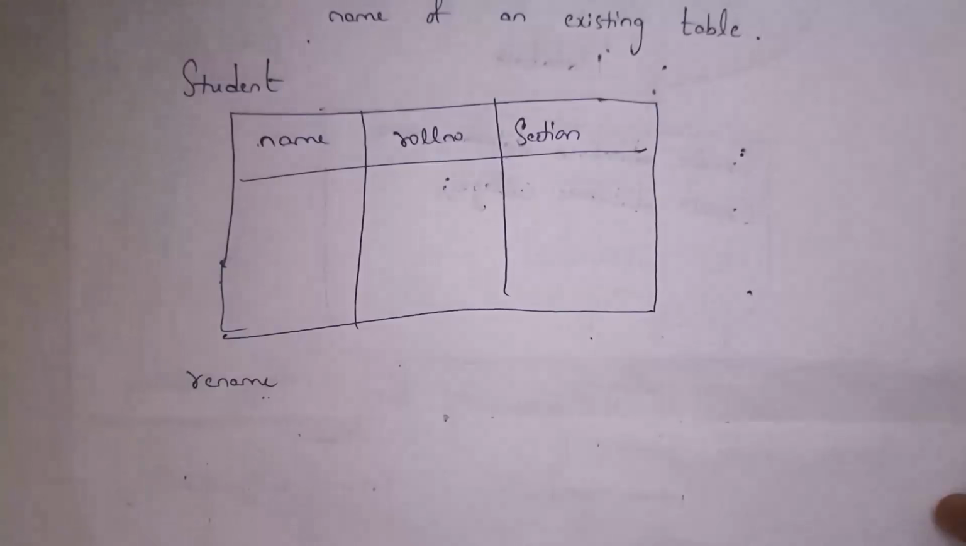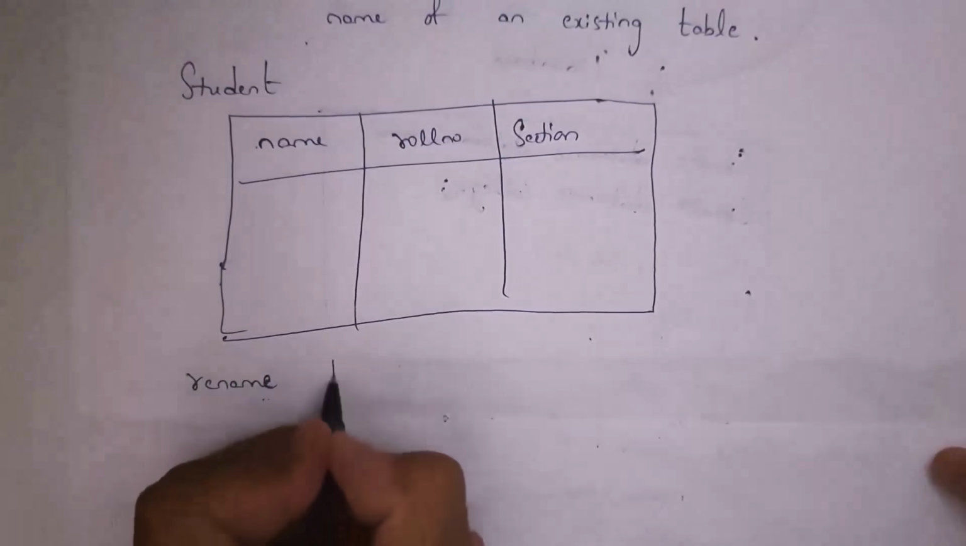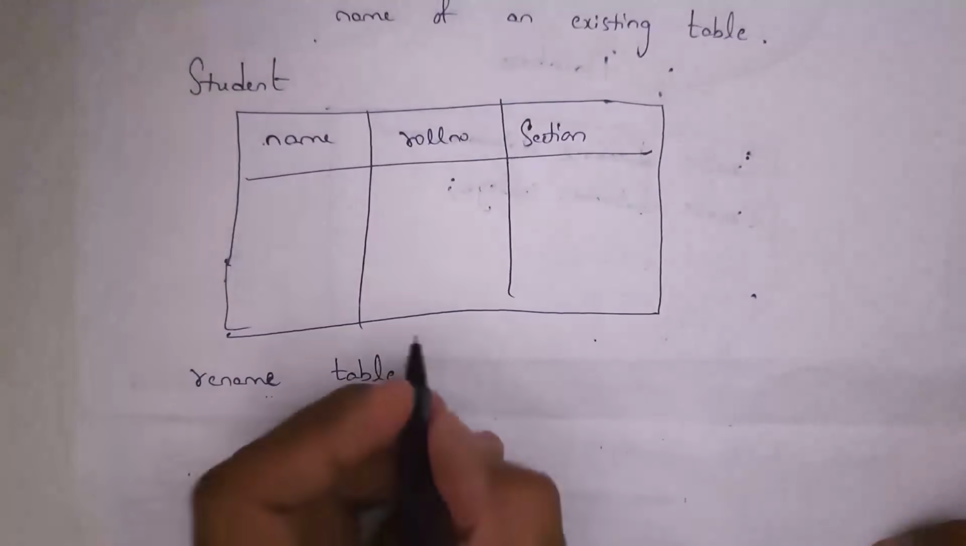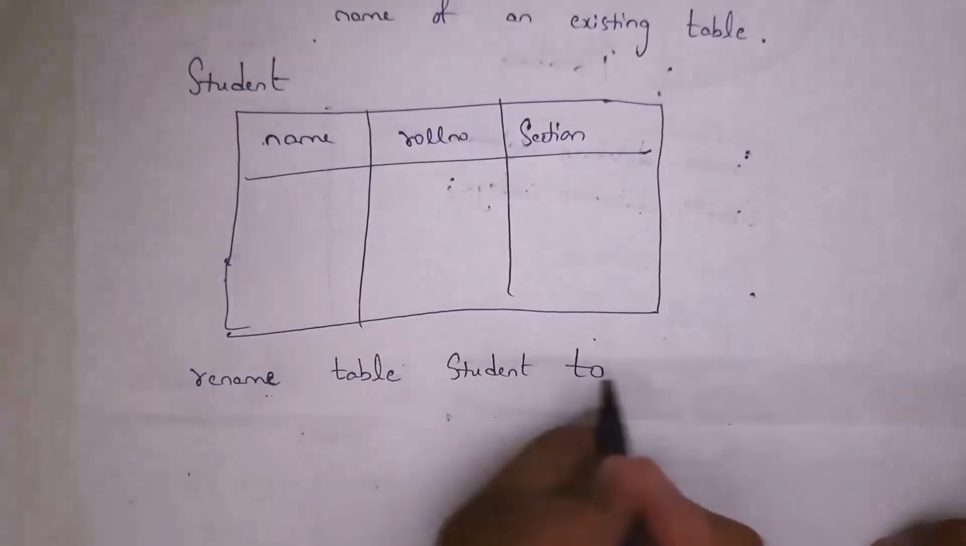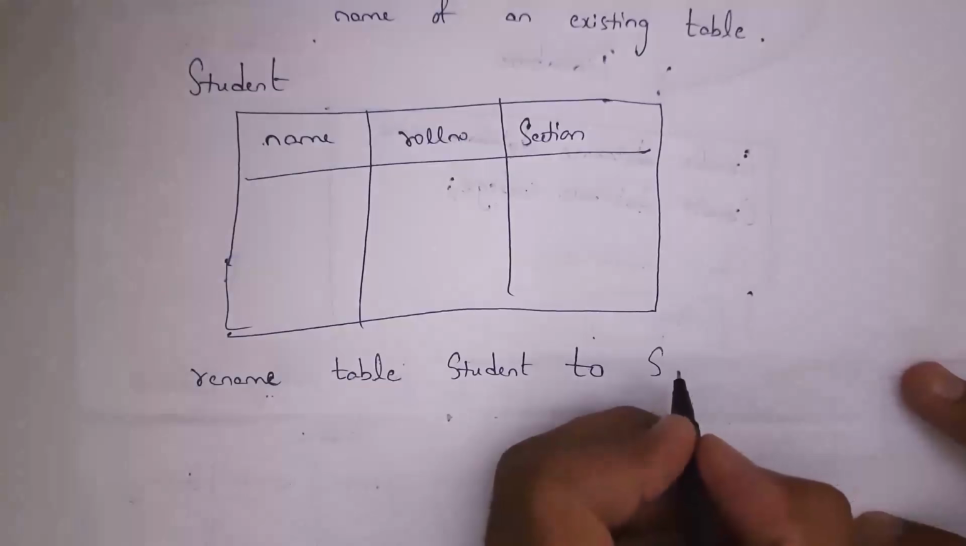Guys, not only small letters, you can also use capital letters. So just write here rename table, and here you need to give the old table name. My old table name is student, so just write here student to the new table name. I want to change the name student to students, so just write here students.